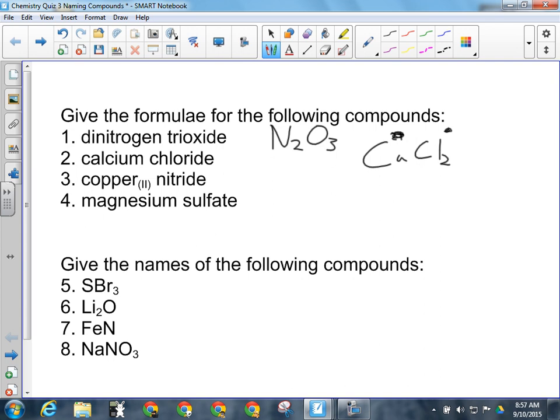Okay, for number 3, we also have an ionic compound, but this one has a multivalent metal in it because we have a Roman numeral. And what does the Roman numeral tell us? It tells us what charge to use in the swap and drop. So we've got copper with the 2 plus charge with nitride, which is minus 3. So we drop and swap. 3 goes here, 2 goes there. Cu3N2. They put a Roman numeral here?